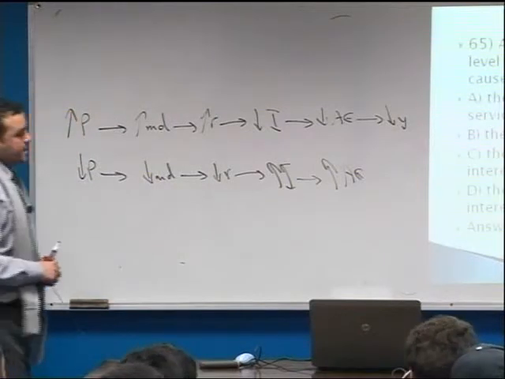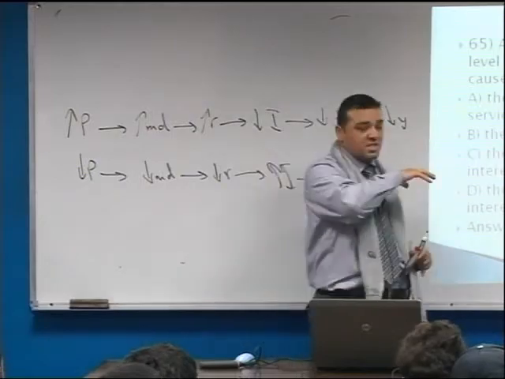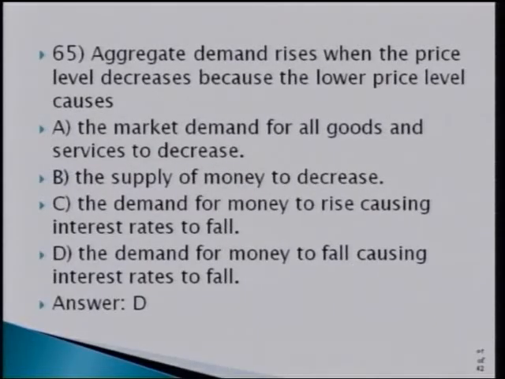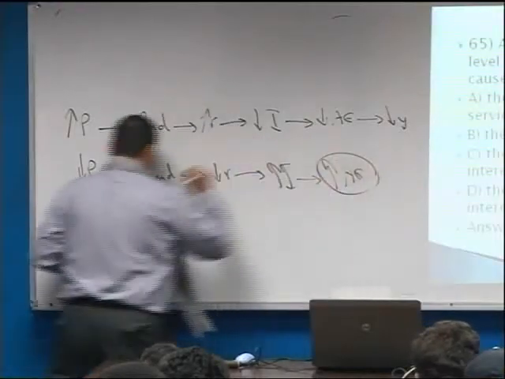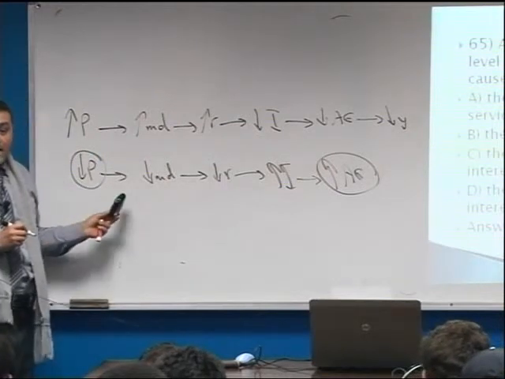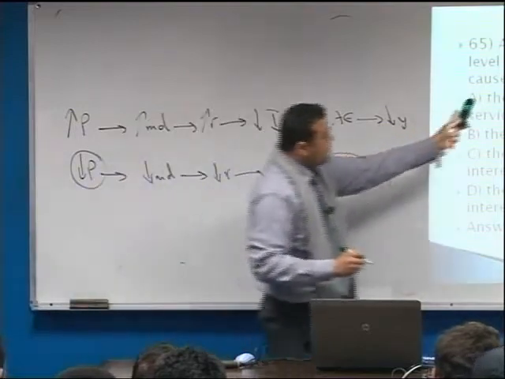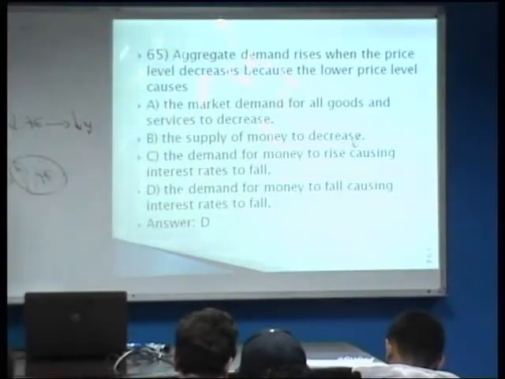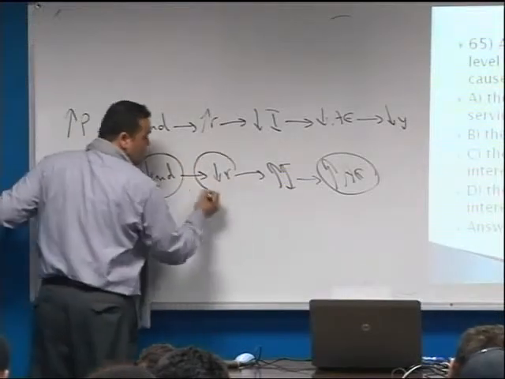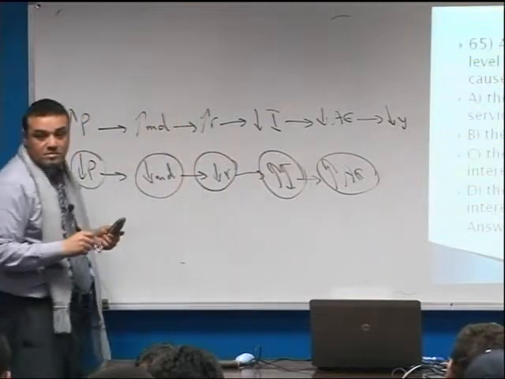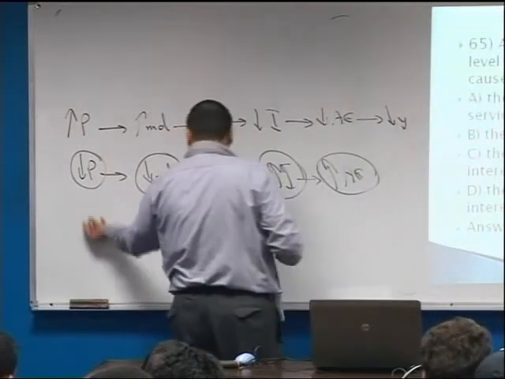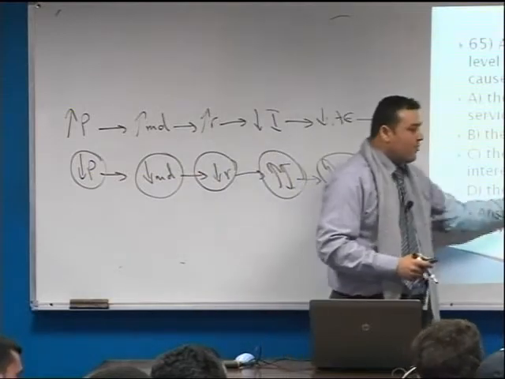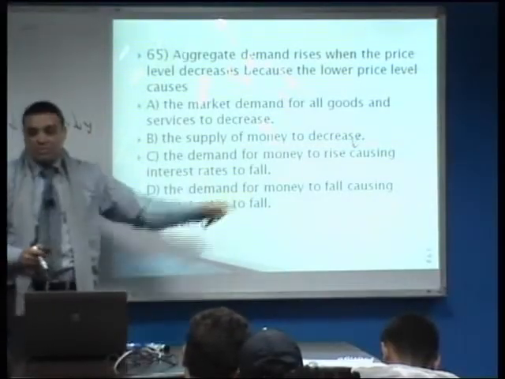Aggregate demand rises when the price level decreases because the lower price level causes what? Let's see what the question says: aggregate demand increases when the price level decreases. Let's analyze decreasing prices. It tells us this aggregate demand increased as a result of the price falling. What did this affect? Because the lower price level causes what? It causes money demand to decrease, and investment to increase. Is this the answer? So which one? D: the fall in prices causes the demand for money to fall, causing the interest rate to fall.